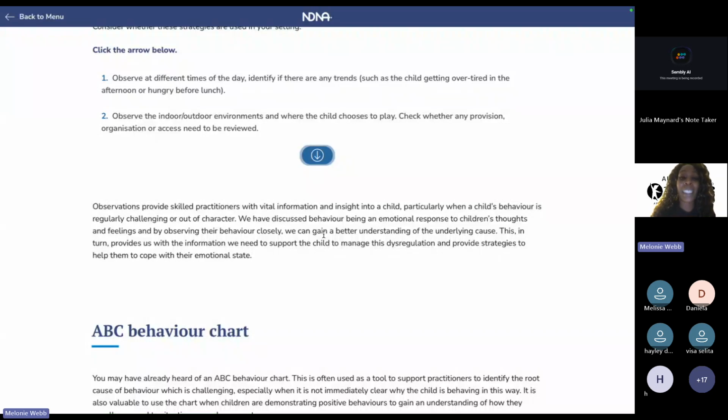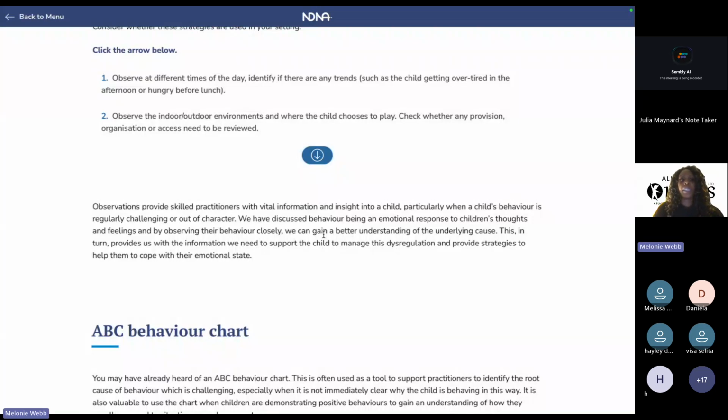Observe the indoor and outdoor environments and where the child chooses to play. So check whether any provision, organisation or access needs to be reviewed. So if you've got a child that you know thrives in the garden, are we giving that child access to that space?